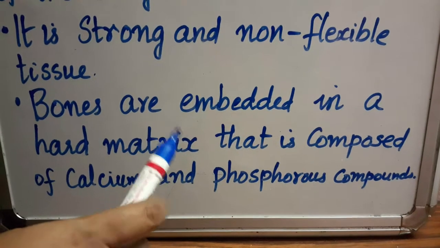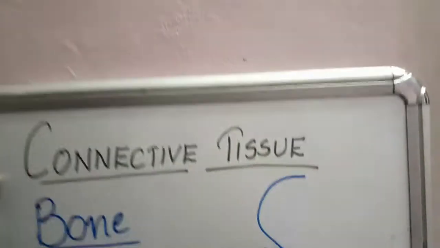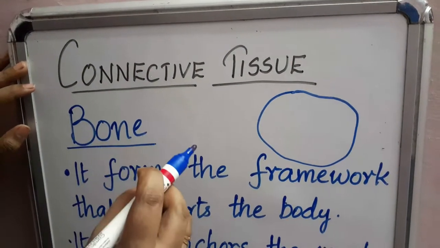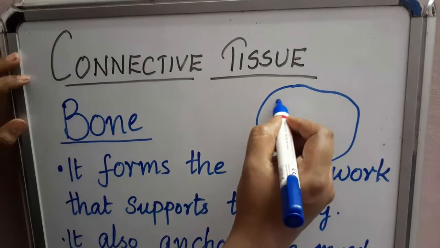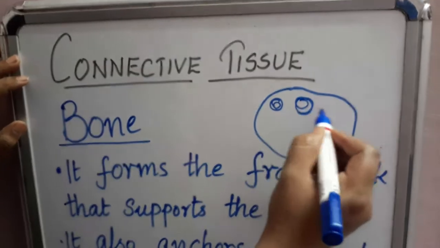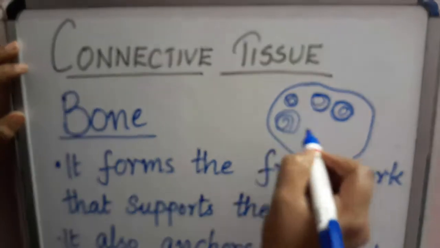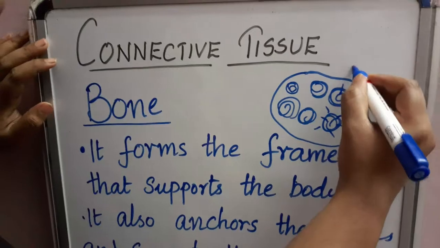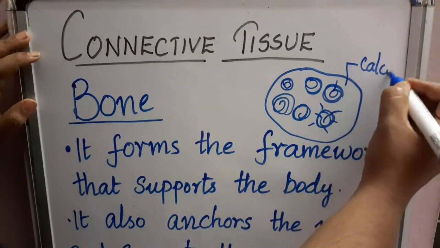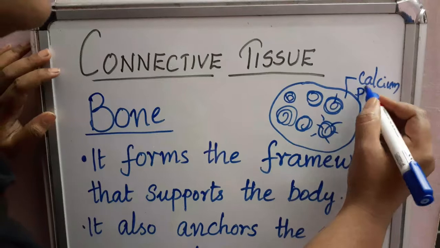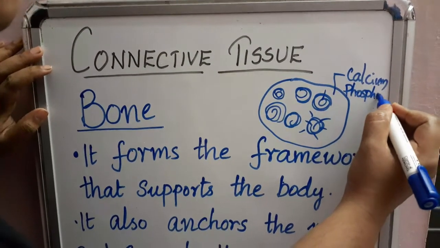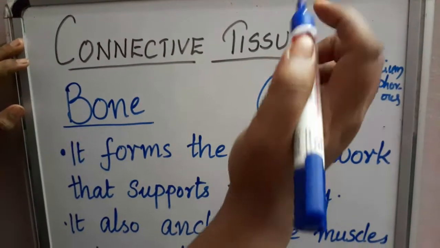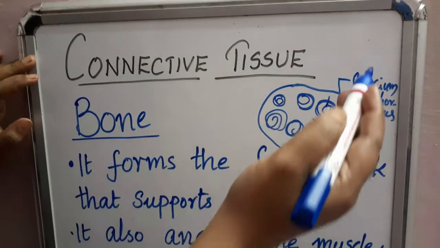So bone cells, like this, if I am drawing a rough diagram, if you take the bone and look under the microscope, we can see the bone cells are embedded in a matrix. So this is the bone cell. It will be embedded in a matrix. This matrix is made up of calcium and phosphorus. Okay, so these bone cells are embedded in the matrix which contains calcium and phosphorus.